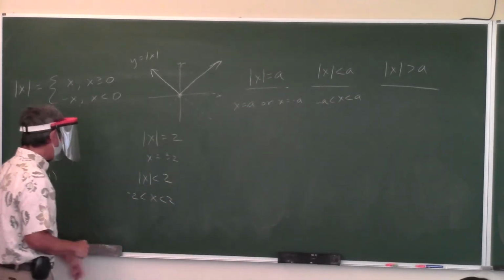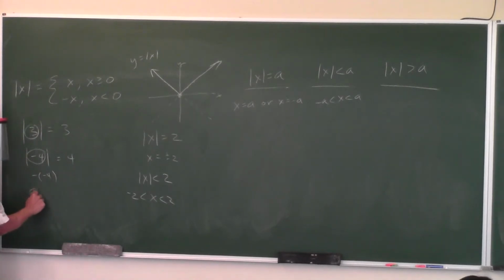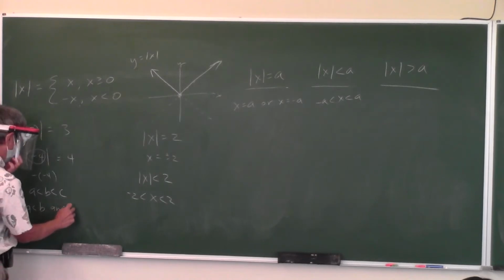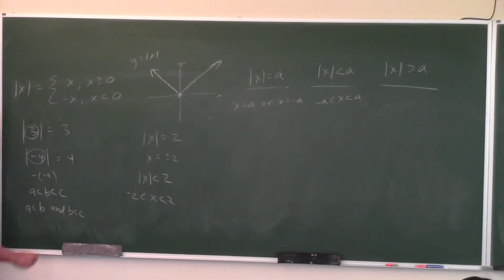And then of course the next question is, when you see a chain of inequalities like this, do you guys even know what that means? This means A is less than B, and B is less than C. See the word and there? That means the intersection of the two, the overlap.